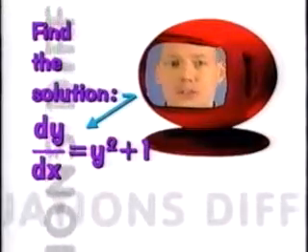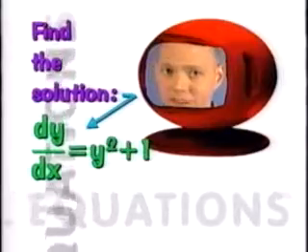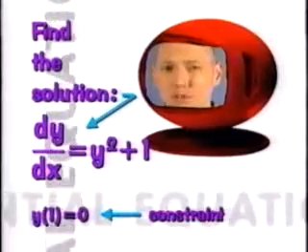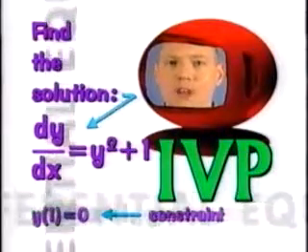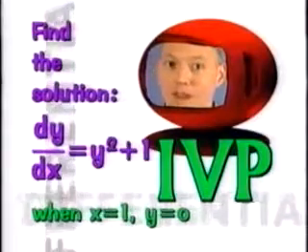Our task now is to find the solution for the differential equation dy dx equals y squared plus 1 with the constraint y at 1 equals 0. This is an initial value problem, or IVP, with the initial condition that when x equals 1, y equals 0. Any suggestions on how to begin? Here's a tip. Separate the variables.